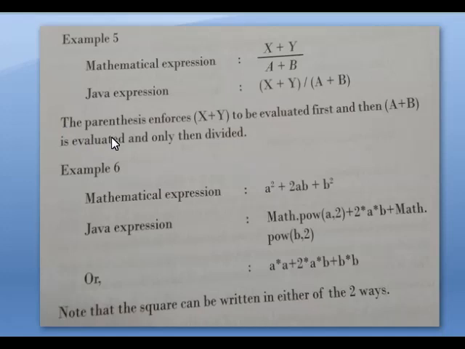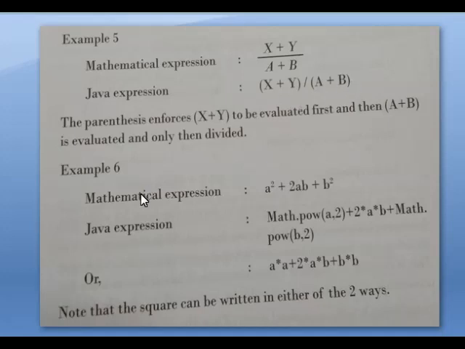The parenthesis enforces x plus y to be evaluated first and then a plus b is evaluated, and only then divided. First we have to find this parenthesis, also important here. We cannot write like this: x plus y upon a plus b. If you write like this, it means this a plus b is only for y. So there is a need to put the parenthesis when we are writing like this: x plus y inside the bracket, that means the a plus b is common for x plus y.